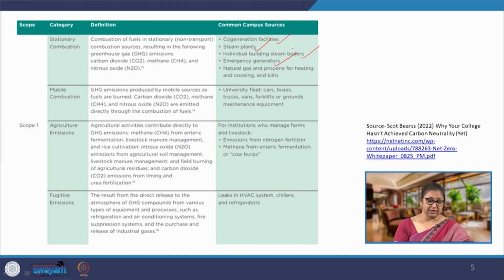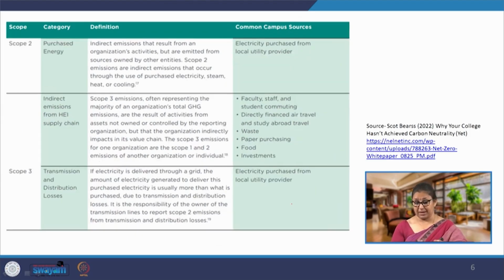Then we have agricultural emissions, as I said, which is only for institutions who manage their own farms and livestock. The emissions coming from activities related to farming and agriculture plus livestock are what cause agriculture emissions, and this is scope 1. And the last one is fugitive emissions, which is the leaks in HVAC systems, chillers and refrigerators. So, these are primarily the scope 1 for campuses.